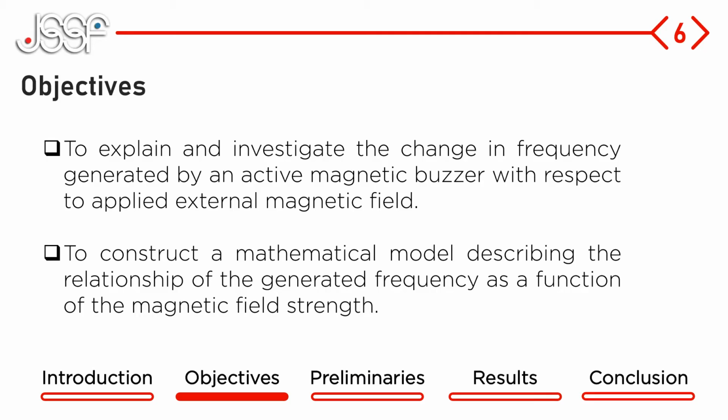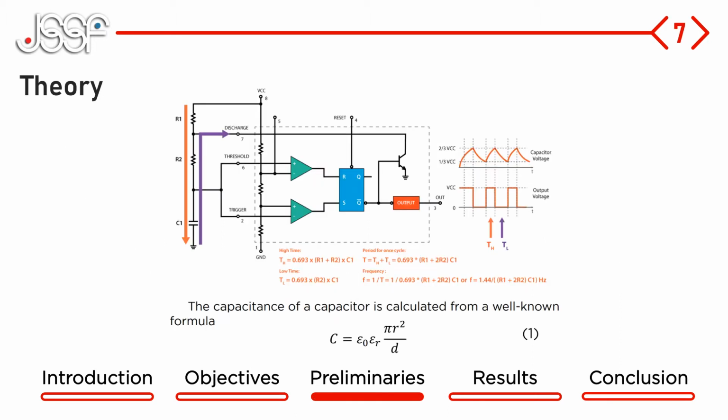With suspicion on this phenomenon, we instituted our research with the objectives: first, to explain the change in frequency generated by an active magnetic buzzer to the applied external magnetic field, and second, to construct a mathematical model describing the relationship of the generated frequency as a function of magnetic field strength.